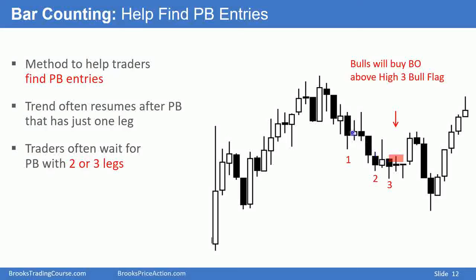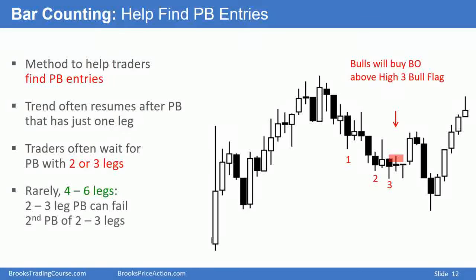And bulls will buy, they'll buy all of these. They'll buy the high 1, they'll buy the high 2, not so good, bear bar. They'll buy the high 3, not so good, bear bar. They may wait for a micro double bottom here and buy. Rarely you'll get a high 4. Sometimes you'll get as much as a high 6.